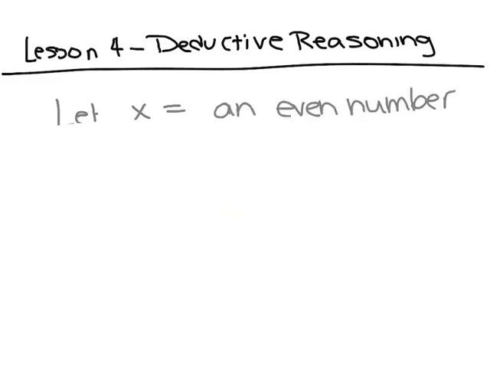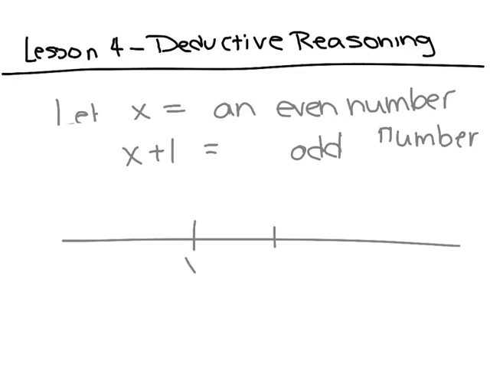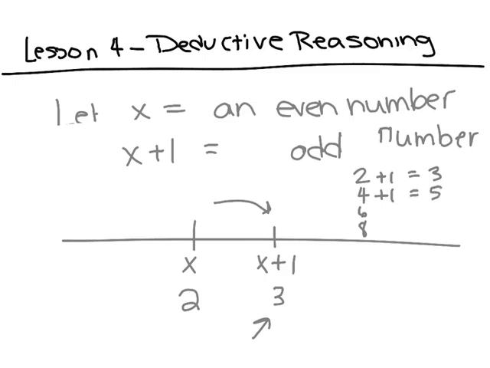We can also let x equal an even number. And if we wanted to figure out what an odd number would be, we'd go x plus 1, because it's 1 after an even number. So if you think about it, if you start with an even number on a number line, we have x and x plus 1. If we start with 2 and we add 1 to get 3, this will be an odd number. If you choose any even number, 2, 4, 6, 8, and you add 1 to it, you will get an odd number. So 2, 4, 6, 8. Plus 1 is 3, which is odd. Plus 1 is 5, which is odd. Plus 1 is 7, which is odd. You see the pattern? So anytime you take an even number and you add 1 to it, it will be an odd number.